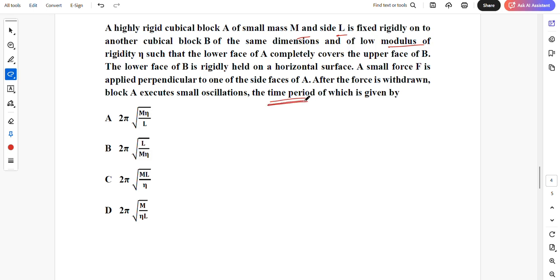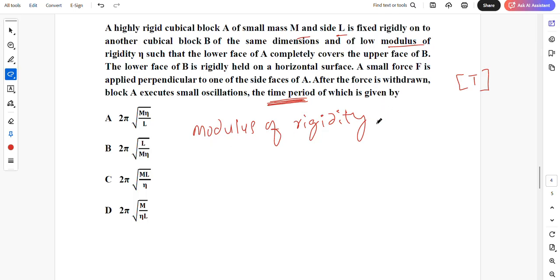The time period, what is important for us is the time period. What is the dimension of time period? That is T. You should get T. You check whether the dimensions, out of these four options, it is having T. Now we know the dimensions: mass is given, L is given. The dimensions of eta you have to get. What is eta? Eta is the modulus of rigidity, right? Do not get confused by reading this much, you can just finish in 45 seconds.